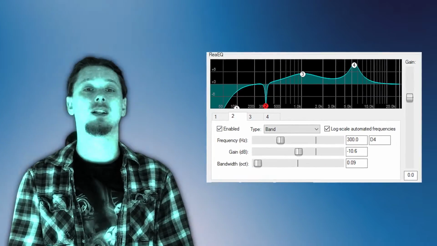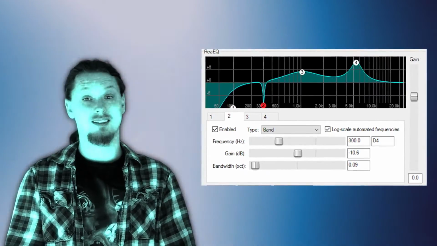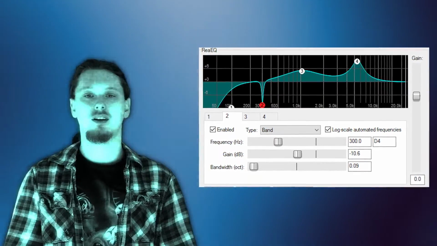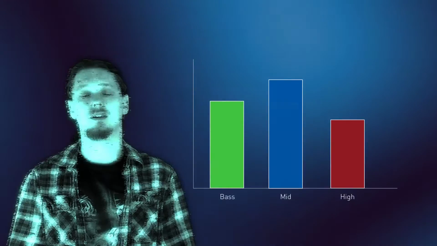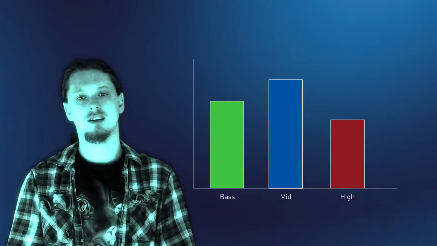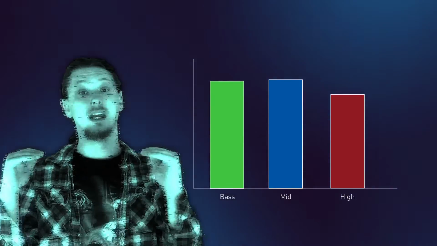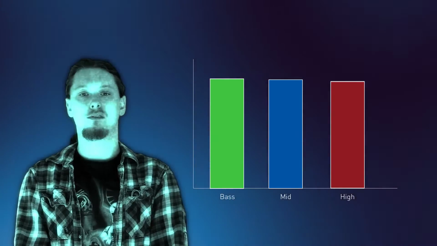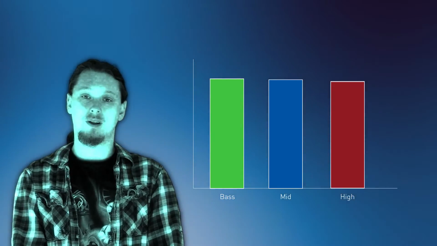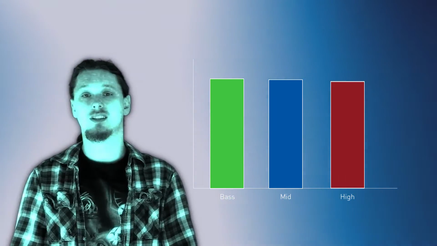EQ is short for equalization, which is a term coined way back in the depths of audio history that was originally intended to be used to balance a sound. So, say if there were too many low frequencies, you could equalize the high frequencies so that they would be equal.